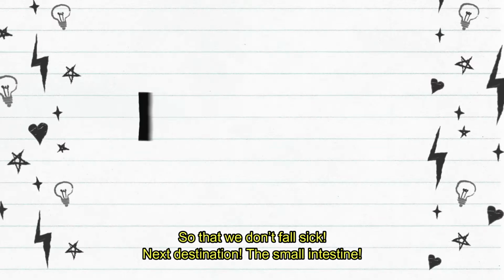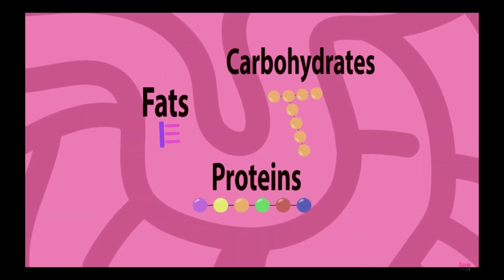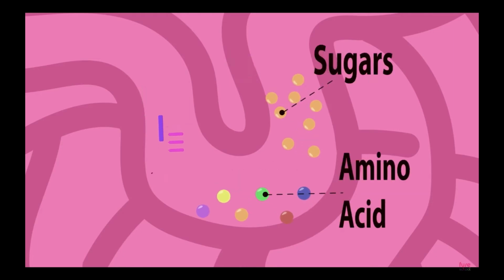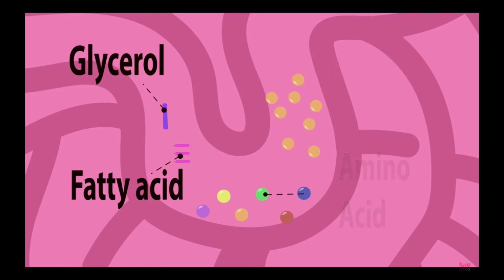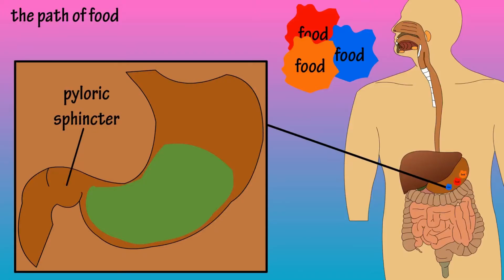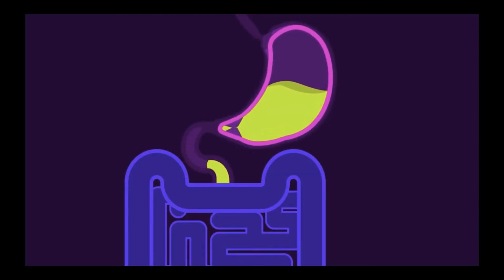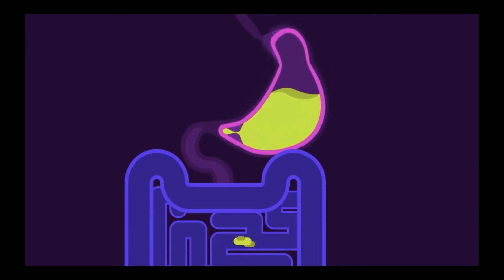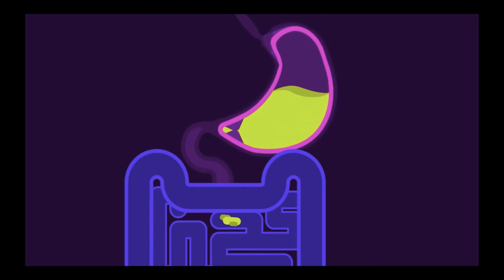Next destination, the small intestine. Once the food particles reach the small intestine, a lot of juices from the accessory structures such as the liver and pancreas help break down those particles. There is a ring muscle near the end of the stomach that is called the pyloric sphincter. This allows small quantities of chyme to enter the first part of the small intestine, the duodenum. Small quantities are released to avoid overwhelming the small intestine's digestive process.